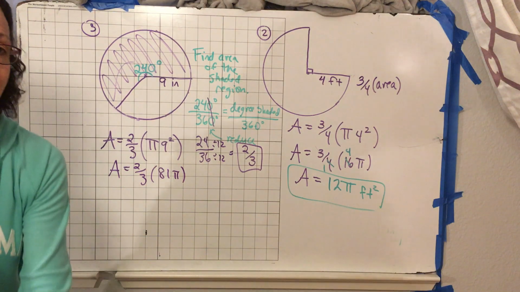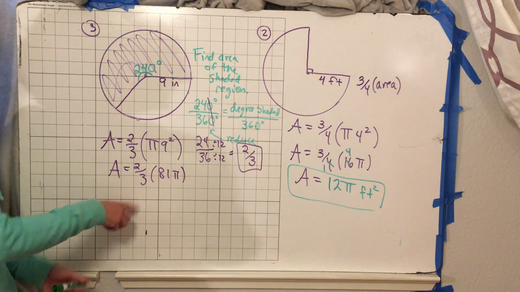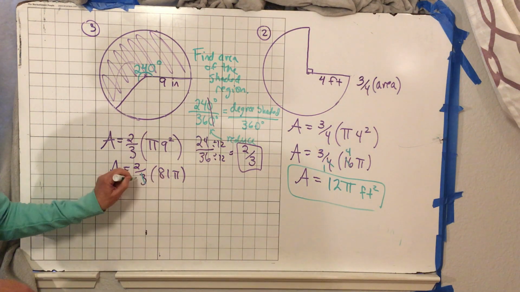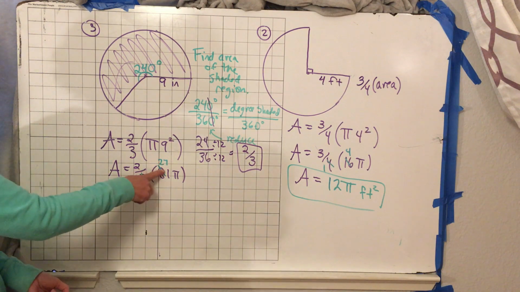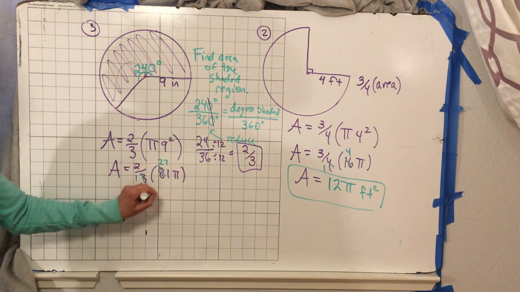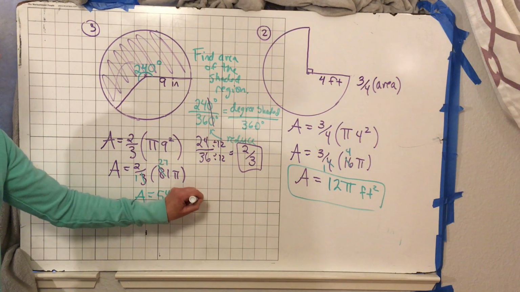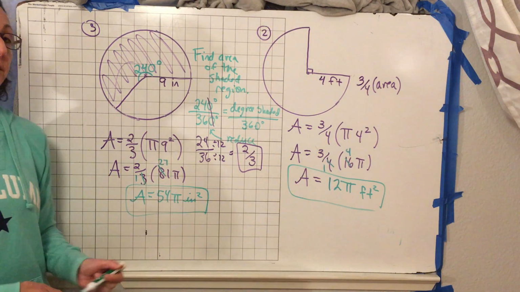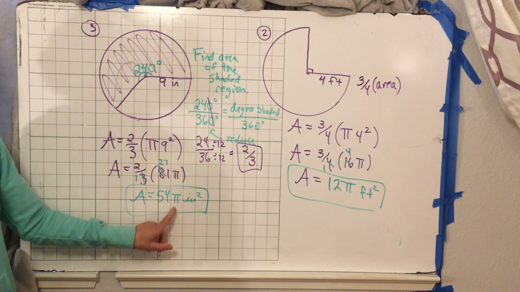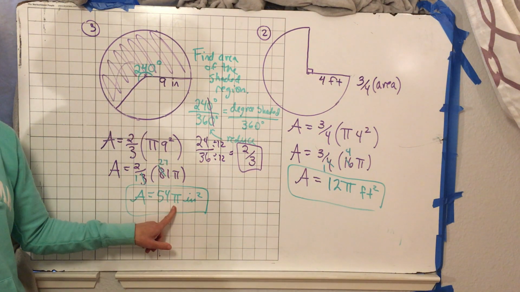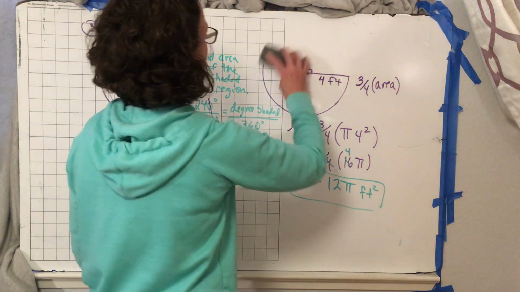Again, you can do 2 times 81 and then divide your answer by 3, or you can do 3 goes into 81 27 times, and then 27 times 2 is 54 pi inches squared. Try not to forget your units for that. So 81 pi is the whole circle, 2/3 of that is 54 pi. All right, we're going to do one more example of a shaded region.